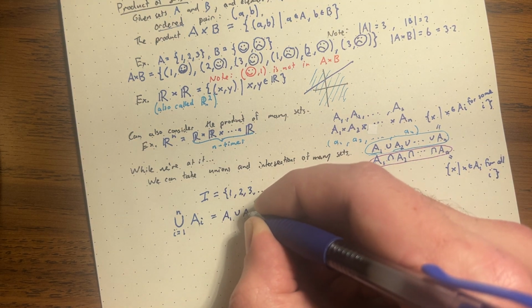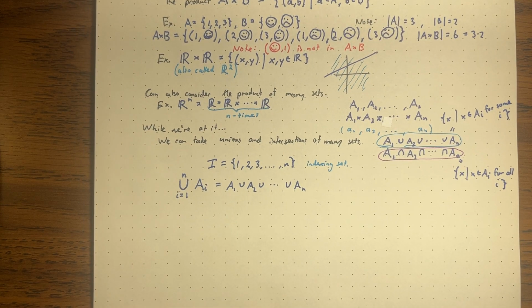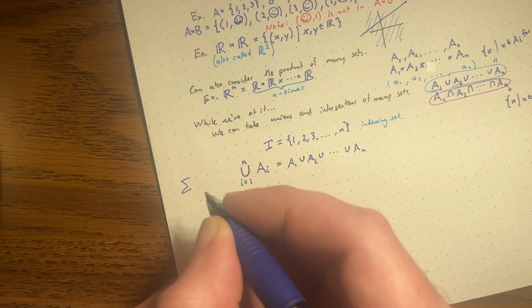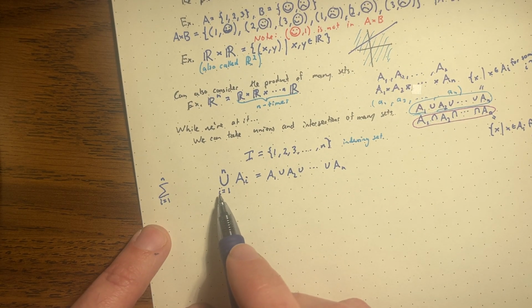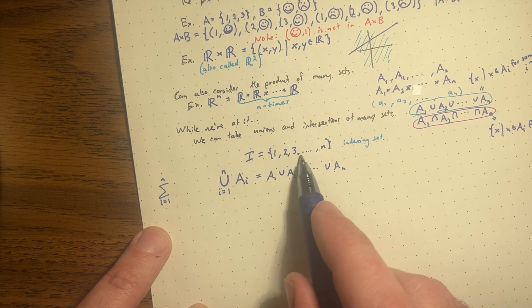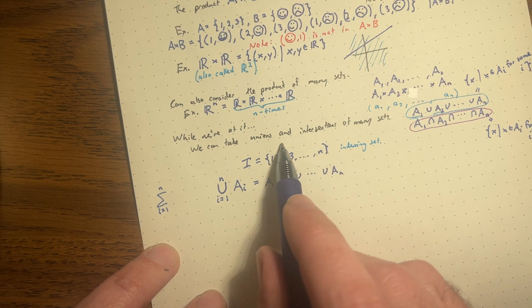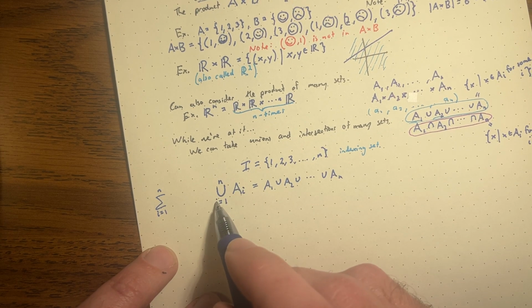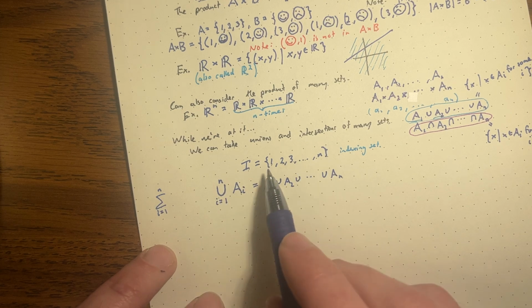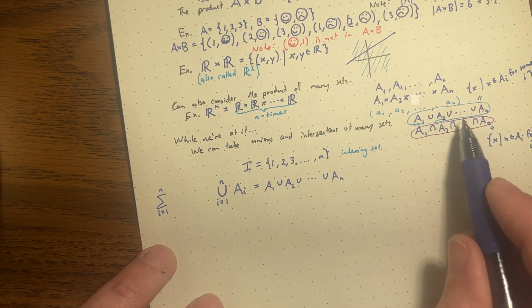A1 union A2 union, etc., all the way up to An. If you've seen summation notation before, it's very similar to that. So i starts at 1, and it goes up to n. In general, what we might do later is replace this with a general indexing set, and say i is some element of that set. But for now, we're going to have our indexing set just be numbers.